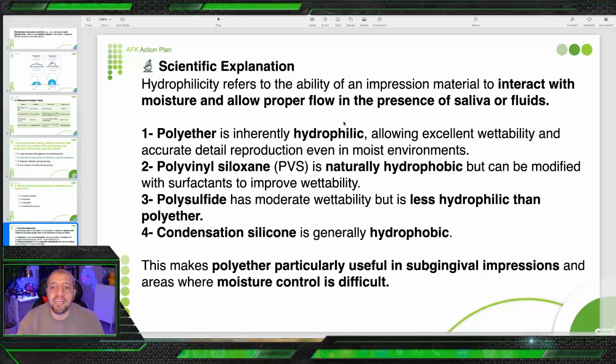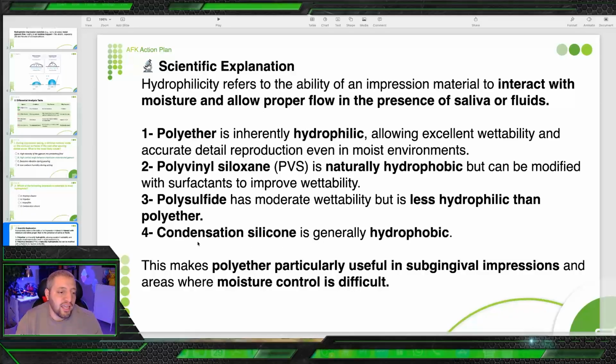Polyether is inherently hydrophilic, allowing excellent wettability and accurate detail reproduction even in moist environments. Followed by polyvinyl siloxane, which is naturally hydrophobic, so it does not love water that much, but can be modified with surfactant to improve wettability. Followed by polysulfide, which has moderate wettability but is less hydrophilic than polyether. Finally, condensation silicone, which is generally hydrophobic.